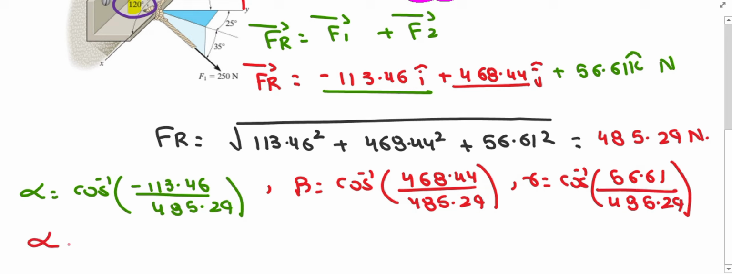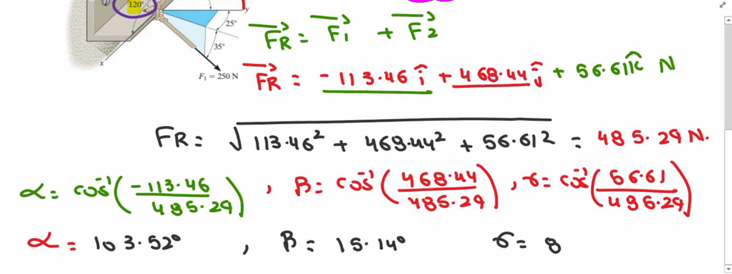So the value of alpha is 103.52 degrees. Now, the value of beta is 15.14 degrees. Similarly, the value of gamma is 83.30 degrees. Now, your question has been solved here and your concept too.